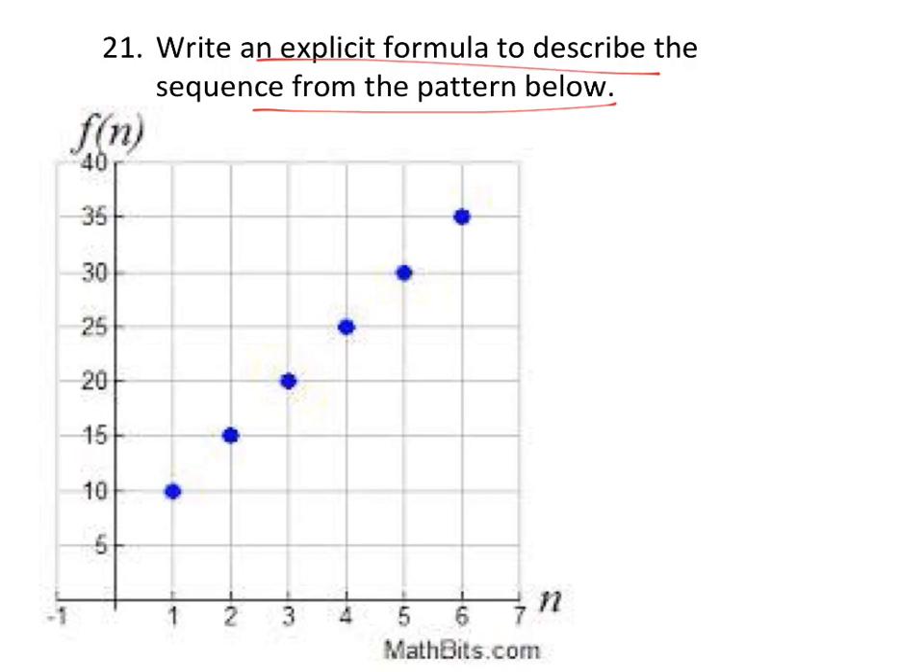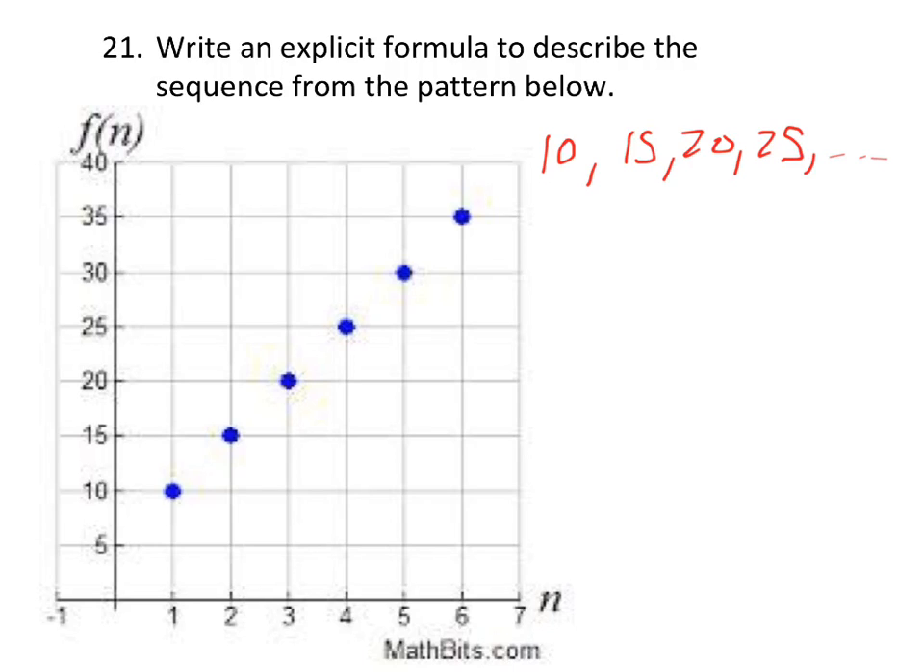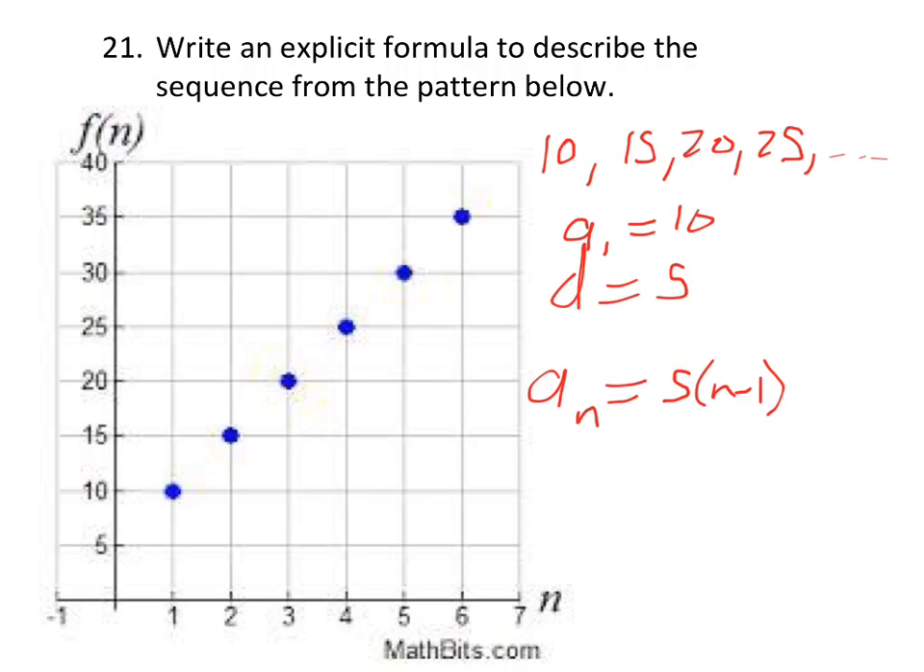On 21, write an explicit formula to describe the sequence from the pattern below. So we're starting at 10, goes up to 15, 20, 25, etc. So our initial value is going to be 10, and we have a common difference. Common difference is going to be just 5, adding 5 each term. So this is arithmetic. Your explicit formula is going to be every term is equal to 5 times n minus 1, and then plus 10. You can simplify that down, 5n minus 5 plus 10, which will give you 5n plus 5. So really any of those is fine there.